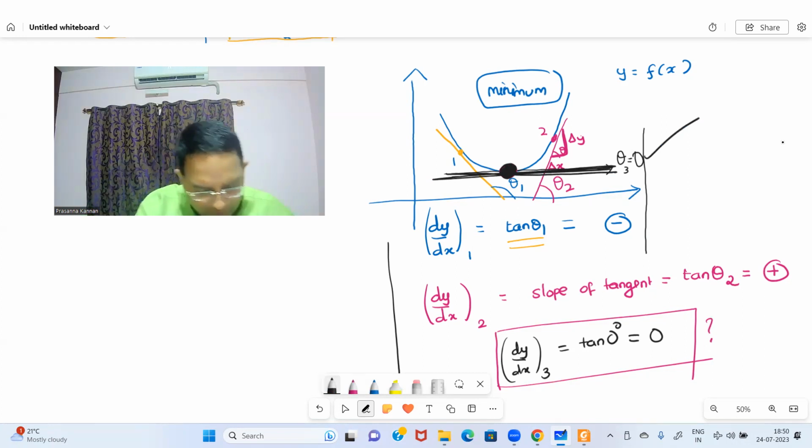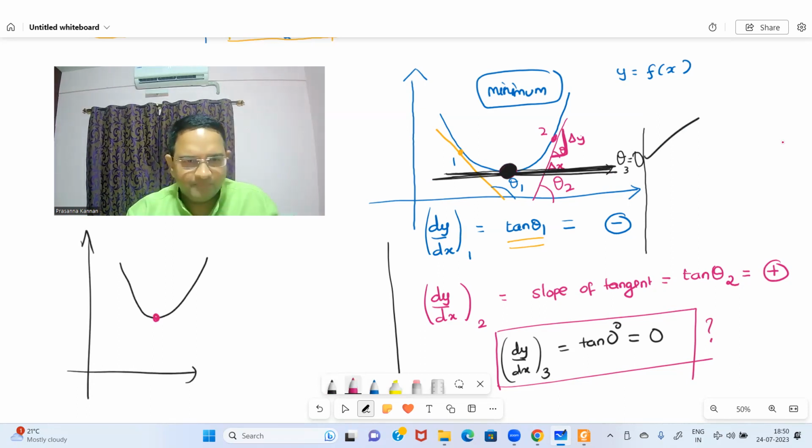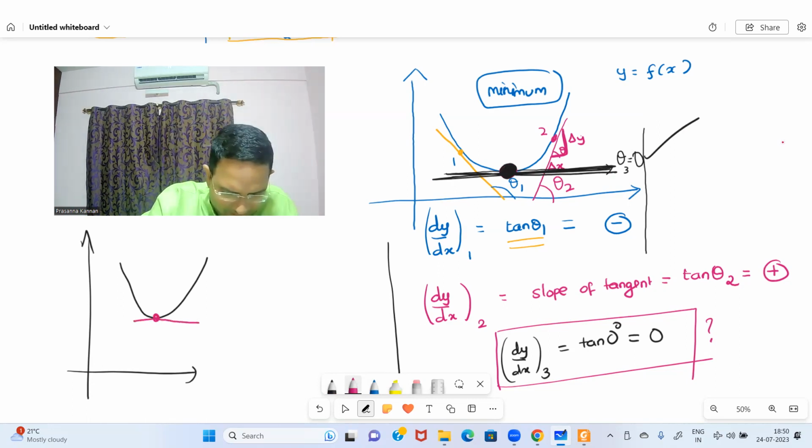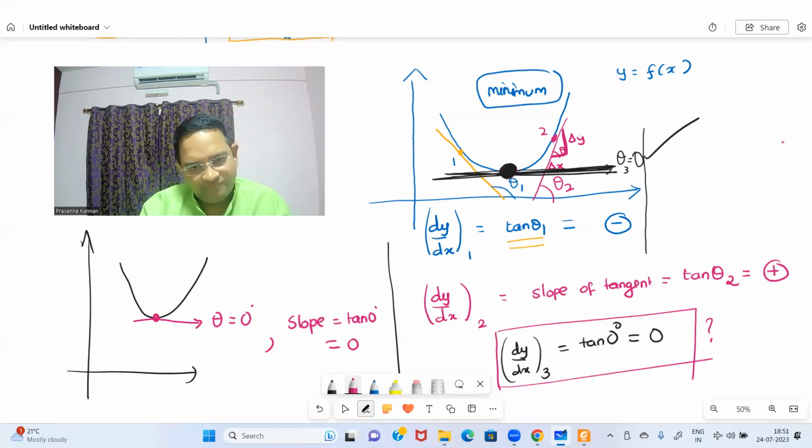So when a function reaches a minimum point, at that minimum point, what will be the slope? Tell me. How to find the slope? Draw a tangent. What is the angle it makes with the x-axis? 0. So what is the slope? 0. Tan 0, so how much is the answer? 0.